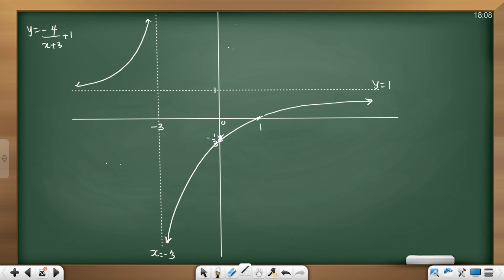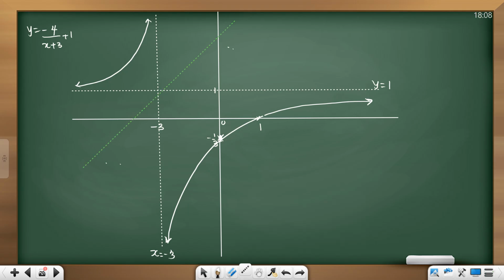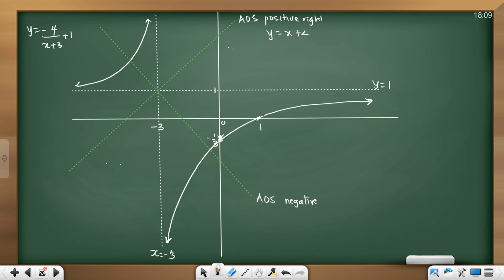I want to show you something nice. We did this equation a while ago. Axis of symmetry with the positive and the axis of symmetry with the negative. So I'm going to label it AOS negative gradient. AOS positive gradient, because it's moving to the right. Our equation was y equals x plus 4. Negative x minus 1. It makes sense. That's my minus 1 there. And that's my positive 4 there.